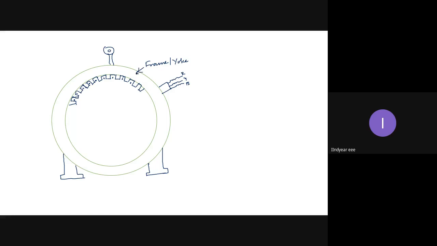The outer circle is the frame or yoke. This is the stator core. These are the stator slots. These are the stator winding. Stator winding is made up of either copper or aluminium. Stator core is made up of silicon steel laminations, to avoid eddy current losses. Frame is made up of cast iron.